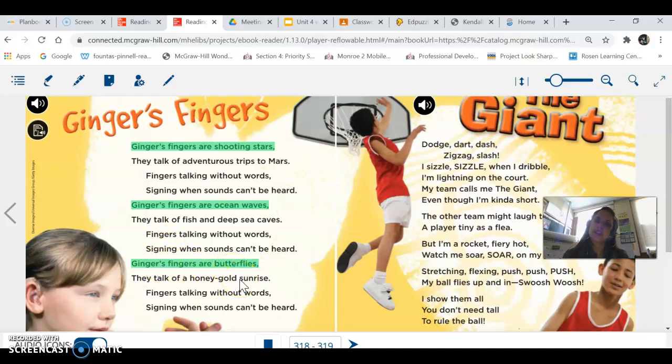What do you know about butterflies? They're beautiful and graceful. They move gracefully. So Ginger's fingers must move gracefully, as if they're dancing.